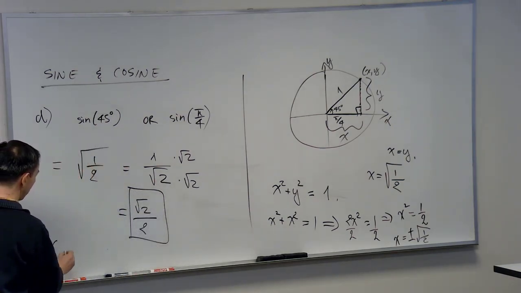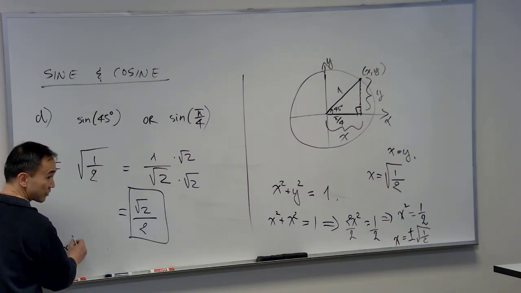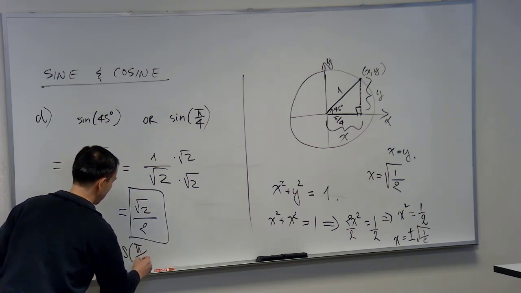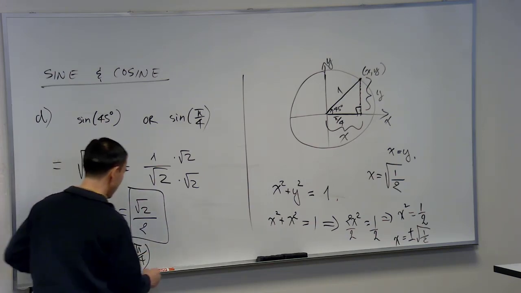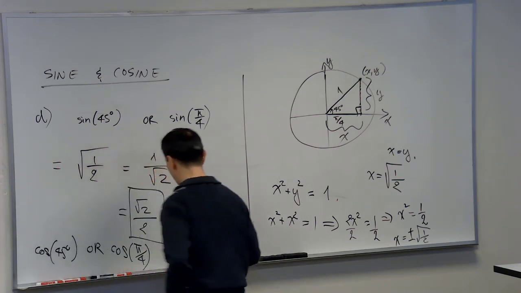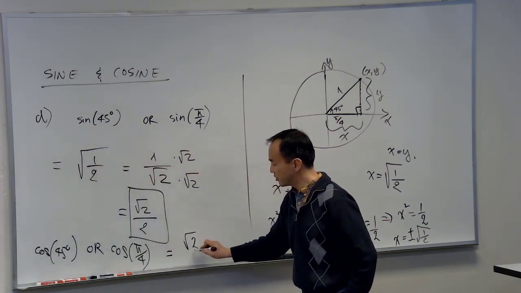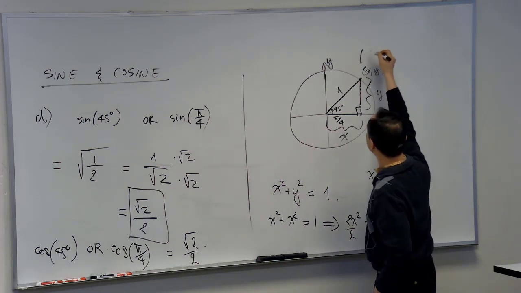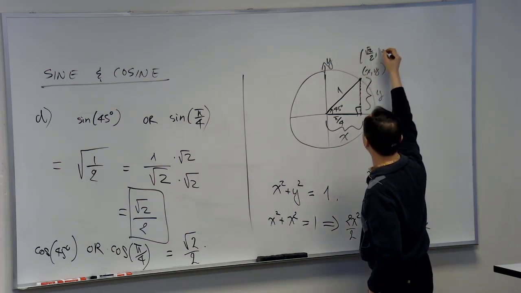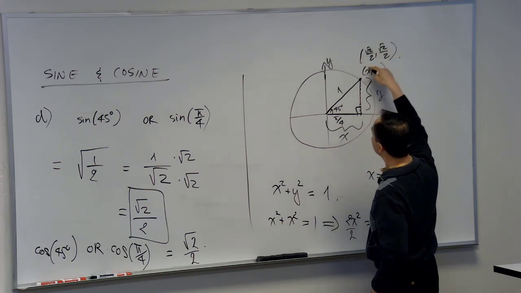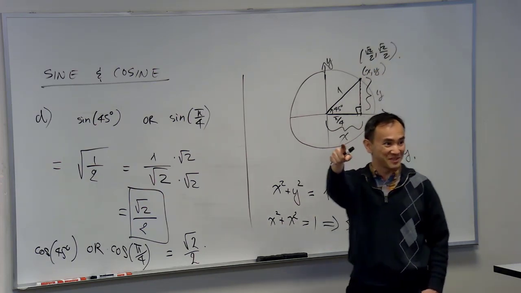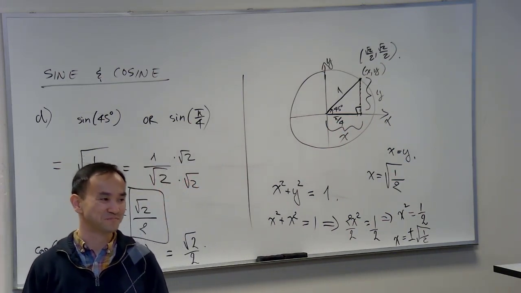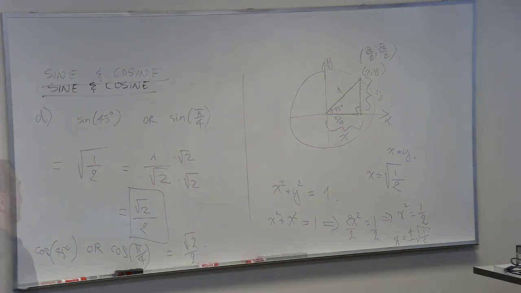Cosine, you can also write down like that. Cosine of 45 degrees, or cosine of the pi over 4 angle, is also square root 2 over 2. Because that point right there, now you label it square root 2 over 2, comma, square root 2 over 2, and x equals y. Whoever said that earlier for me. See what I mean? Right?